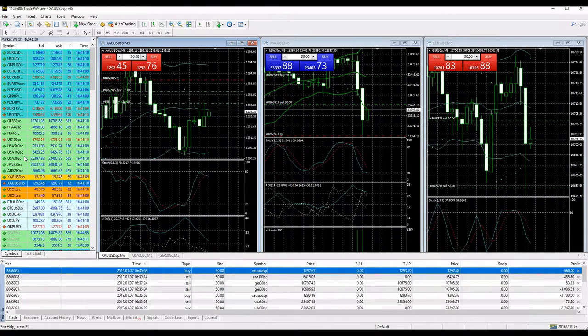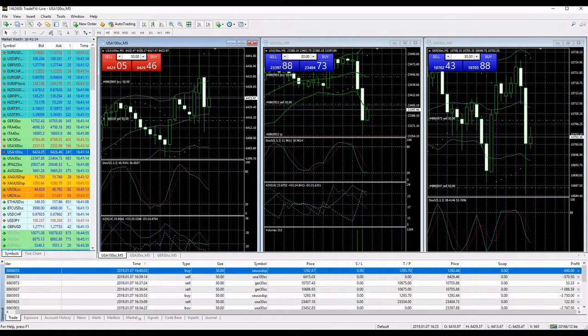What's happening with USA 100? Okay, guys, we have a buy position on USA 100. We have to see and close that position as well.